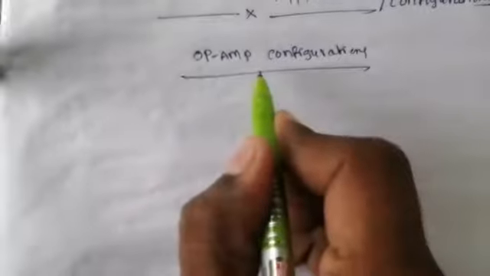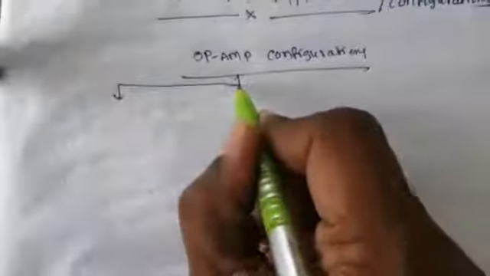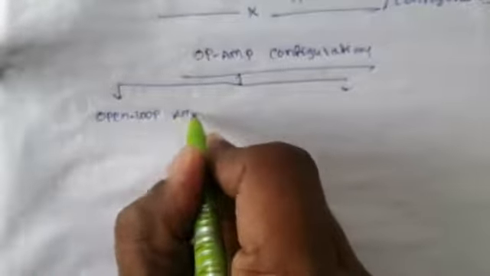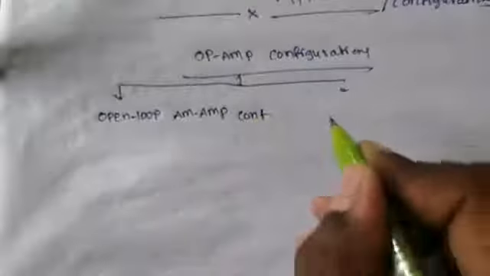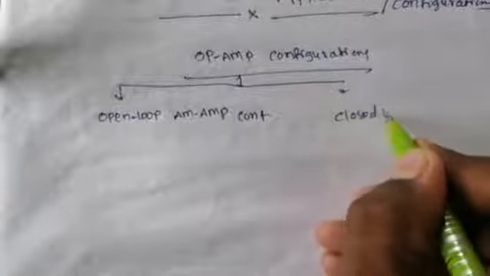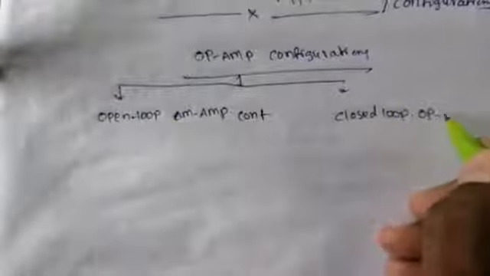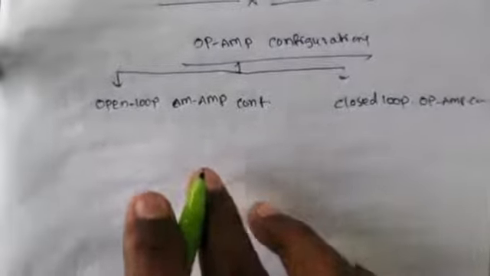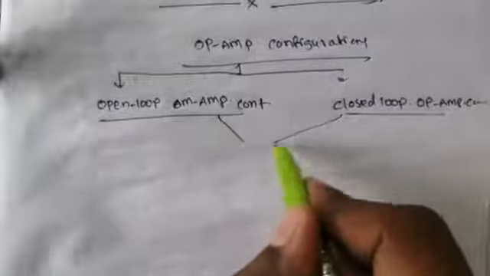So, operational amplifier configurations will be expressed in two different modes. One is open loop op-amp configurations, and another one is closed loop op-amp configurations. One is open loop mode, another one is closed loop mode. In these two categories, we have to discuss three modes.